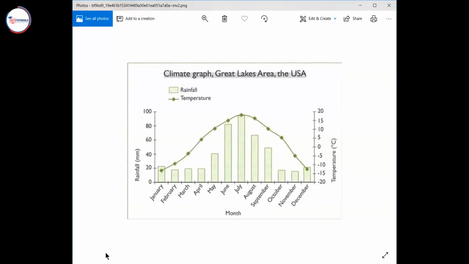On the y-axis, we have two sides. The rainfall is on the left-hand side, which is being measured in millimeters. It starts at 0. Somewhere in the middle, it reaches 60, and on the top, it is 100. On the right-hand side, we have temperature, which has been given in degrees Celsius. It starts with -20 at the bottom. In the middle, it reaches 0 degrees, and on the top, it is +20 degrees Celsius.